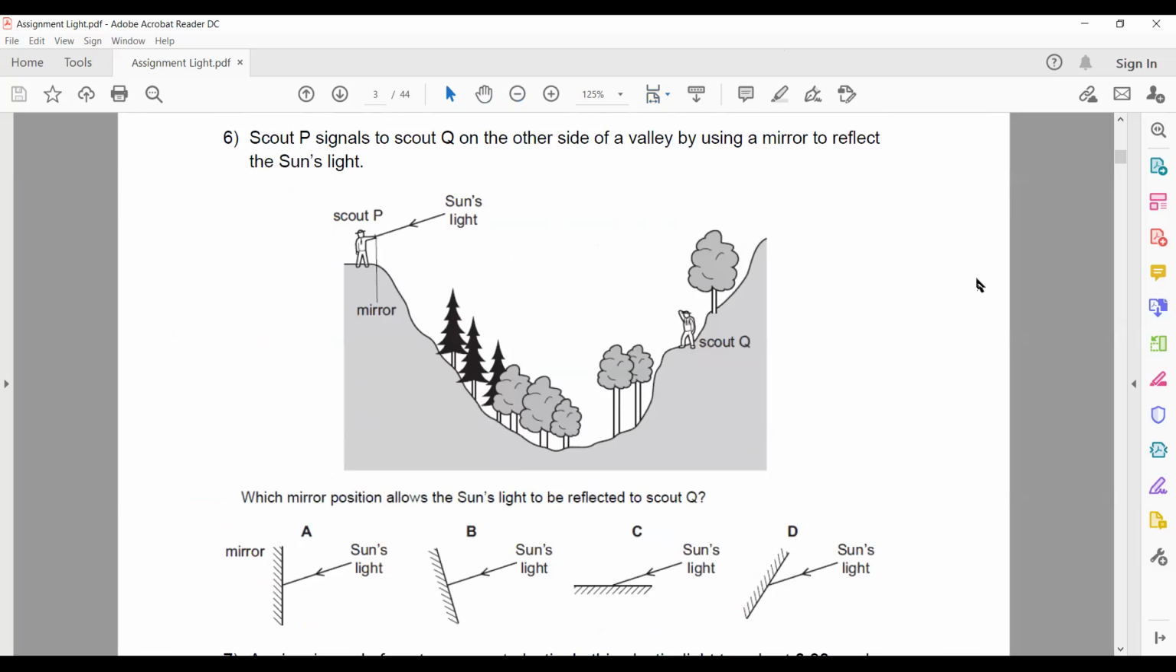Scout P signals to scout Q on the other side of the valley by using a mirror to reflect the sunlight. Which mirror position allows the sunlight to reflect to scout Q?